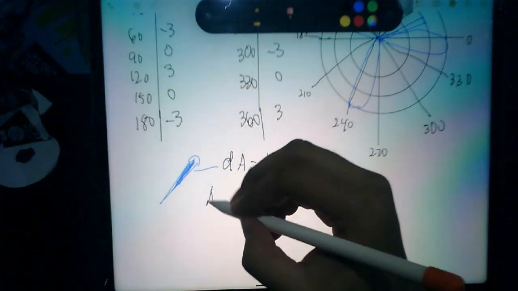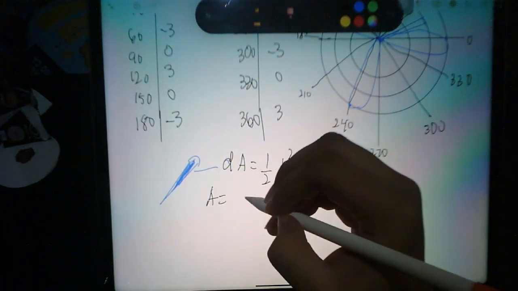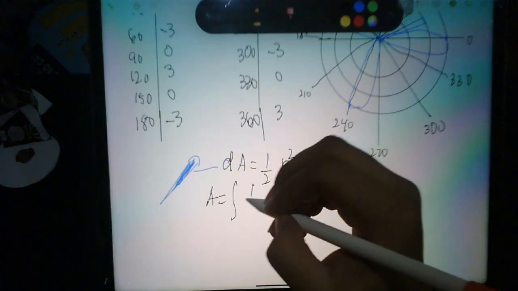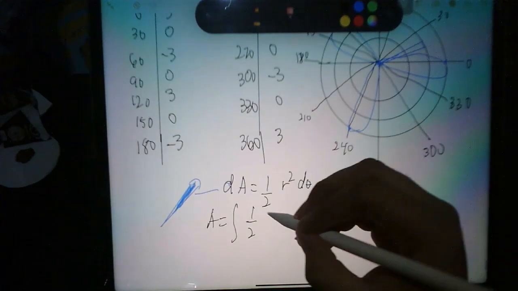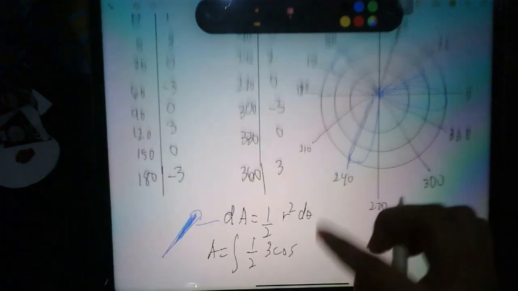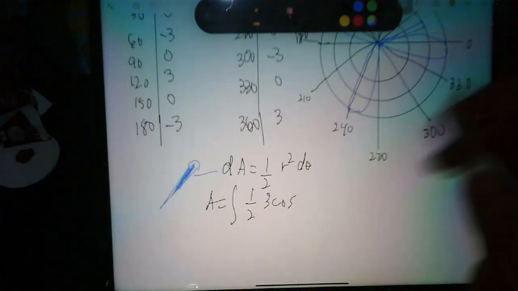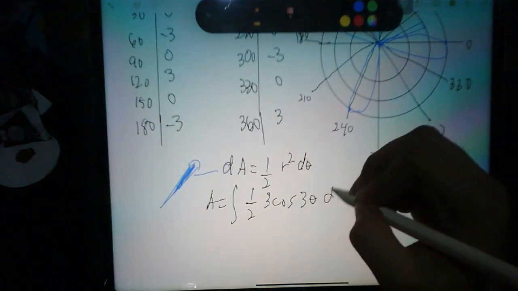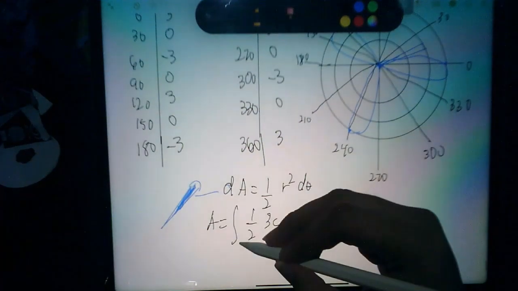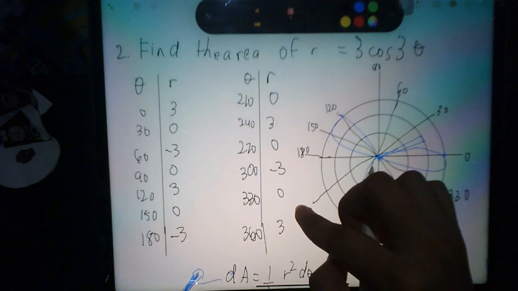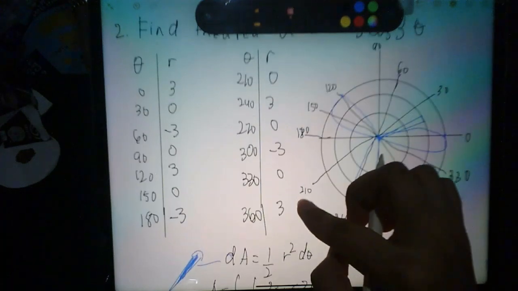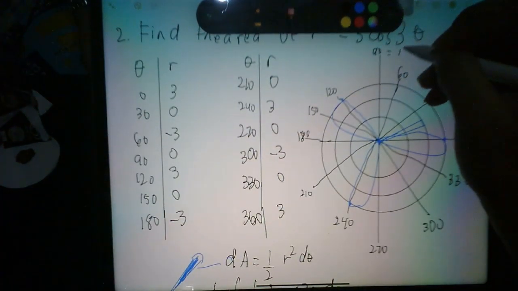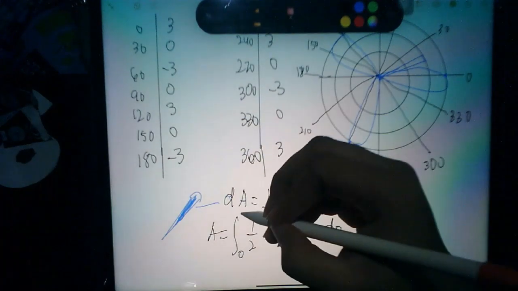So the integral of this is just equal to 1/2 integral. Let's substitute r with our original equation, which is 3 cosine of 3 theta d theta, from limits 0 to, let's say, 0 to pi over 2. 90 degrees is pi over 2.